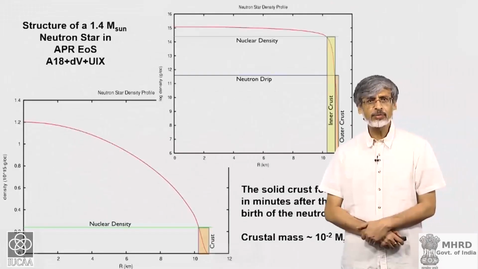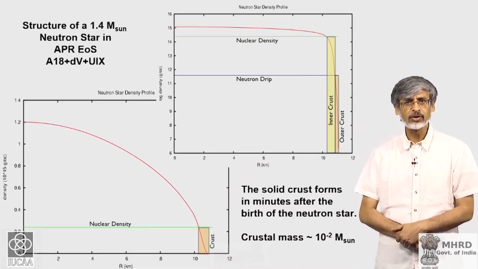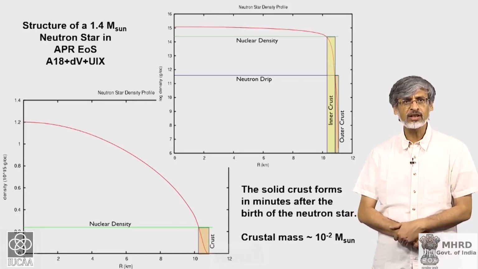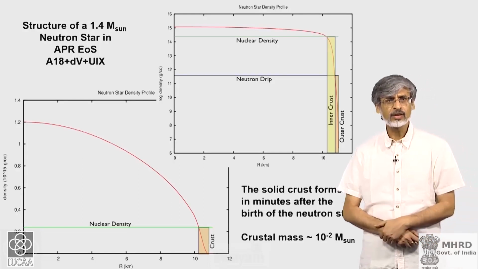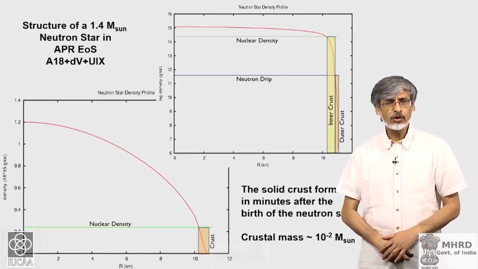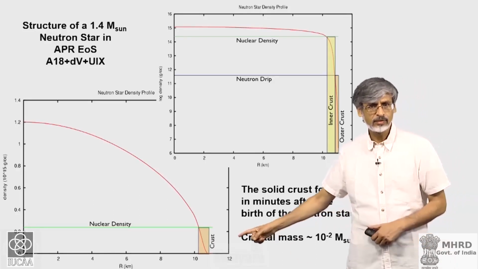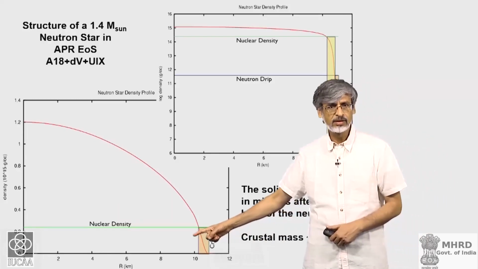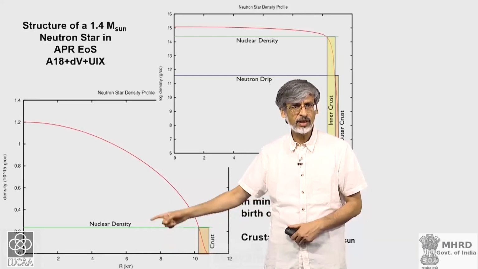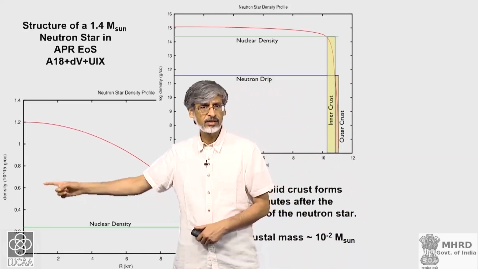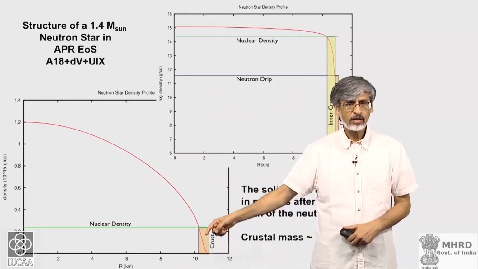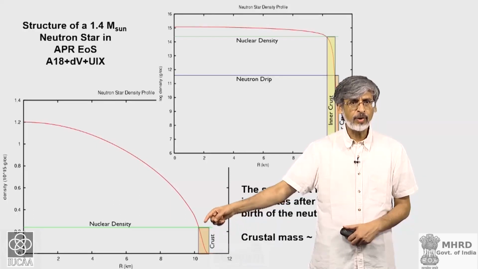So, if you look at the structure of a neutron star, for example, here it is a computed structure of a 1.4 solar mass neutron star in a certain equation of state. So, what is shown in the diagram here is radius in the horizontal axis and density in the vertical axis, and one can see that the density rises above the nuclear density.